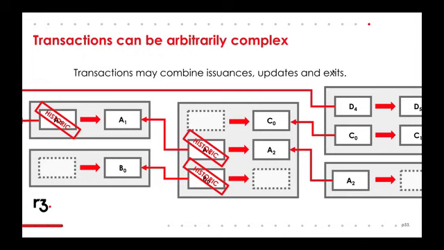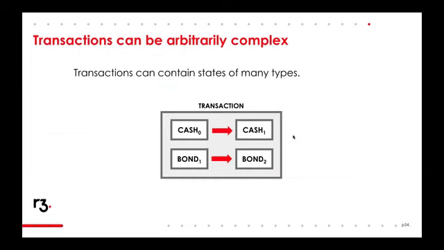So you can think of the Corda ledger as comprising multiple transactions that reference the prior transactions by hash, with the current state of the ledger being all of the output states that have been created in transactions that have not yet been marked as historic or not yet been used in subsequent transactions. It's worth noting as well that transactions can contain many state types. There's this one here that contains cash and a bond. So it's an update transaction where cash has been updated and a bond has been updated.